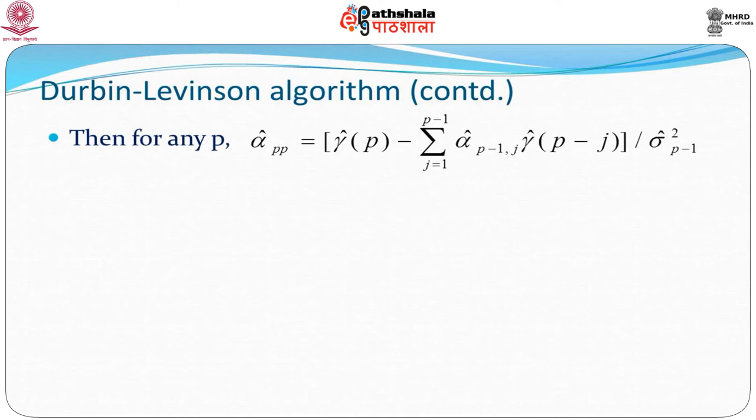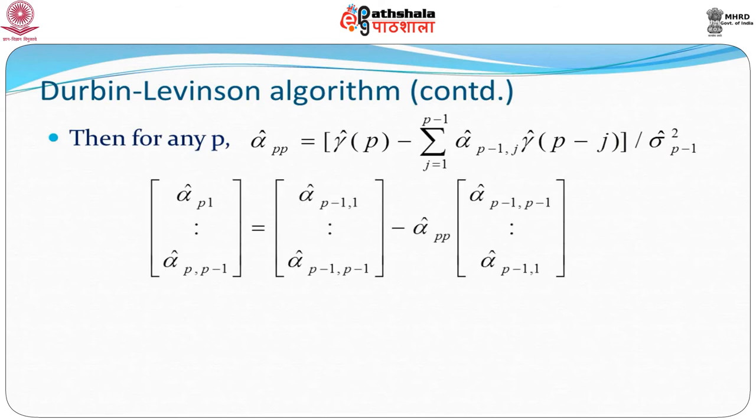In general, what happens? So, for any p, we can write alpha p p hat as gamma p hat, which we estimate, and in terms of a combination of whatever we have got before, that is alpha p minus 1 j hat. So, alpha p minus 1 j means the estimates we have got at the AR p minus 1 stage, that is when we have assumed the order to be p minus 1. And in terms of sigma p minus 1 hat square. And we get this sort of an equation as far as the other parameters are concerned.